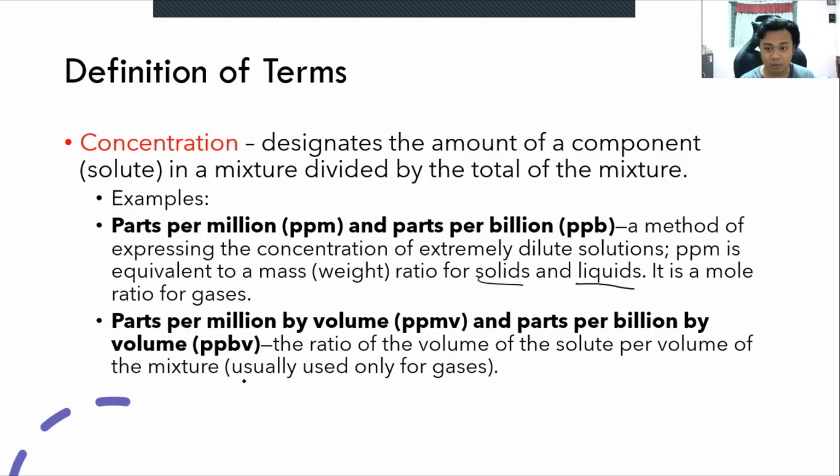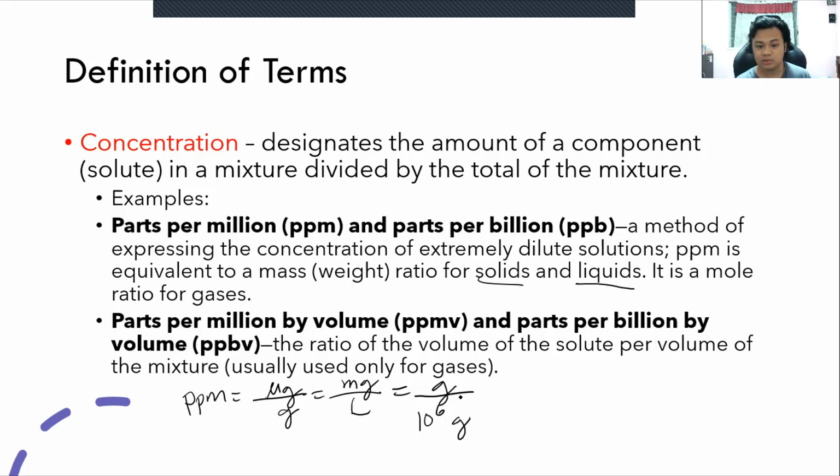Another unit for parts per million: you can say we have micrograms per gram, or it is also equivalent to milligrams per liter. And then it is also equivalent to grams divided by a million grams, or 1 million grams. So it is also equivalent to that.